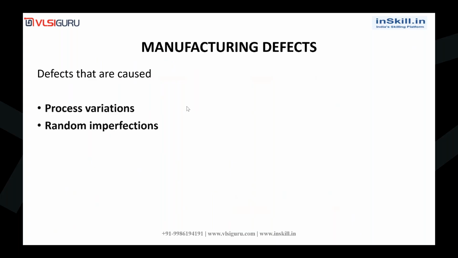And then random imperfection. Random imperfection means it can result in unintentional shorts and unintentional opens. So that is what is called random imperfections. Manufacturing defects are nothing but the defects that are caused by process variations or random imperfections.